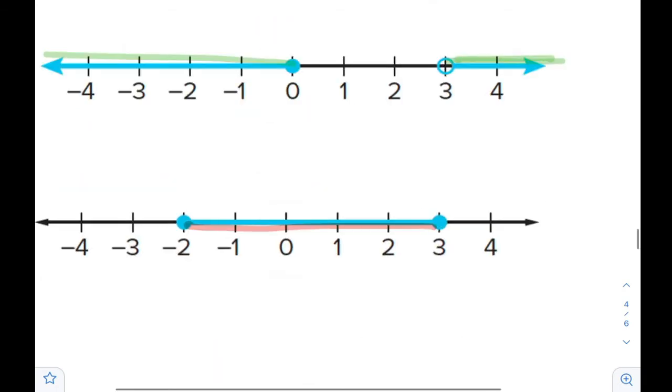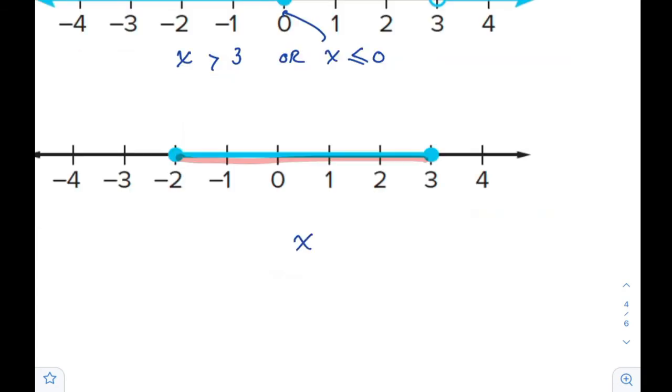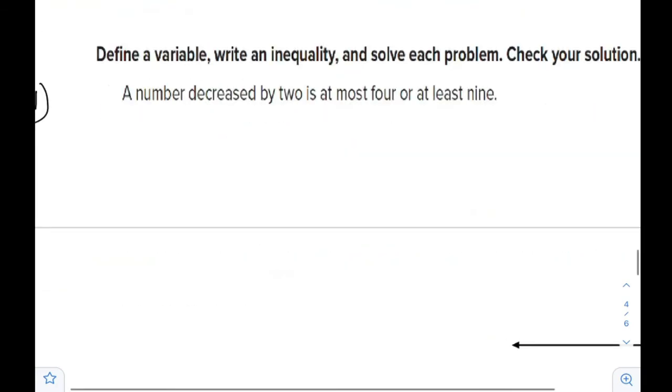Easy. For this one, we need to mention the or, because it is to the right or to the left. So we have to separate them. So we will say that it is x more than 3 or x less than or equal to 0, corresponding to this one. For that one, x is more than or equal to -2, less than or equal to 3. It's very easy. In a minute, you can solve 4 questions at the same time.